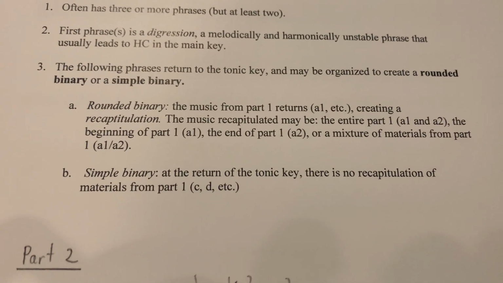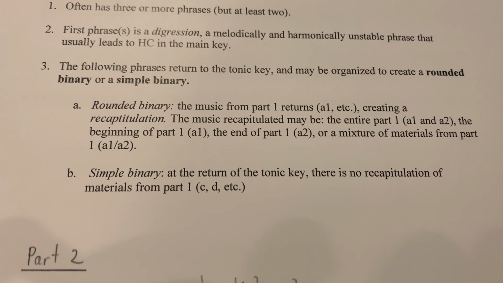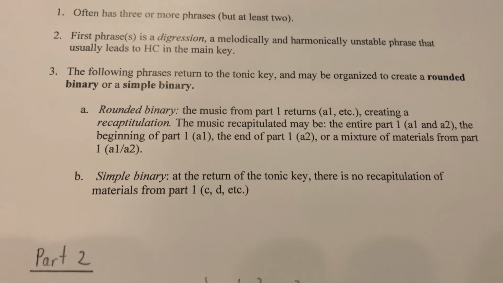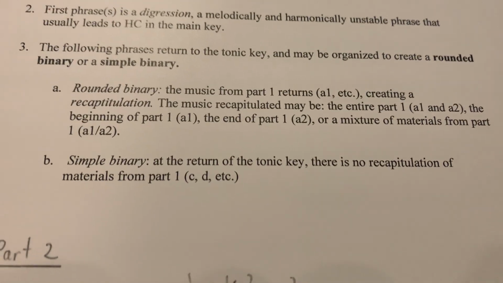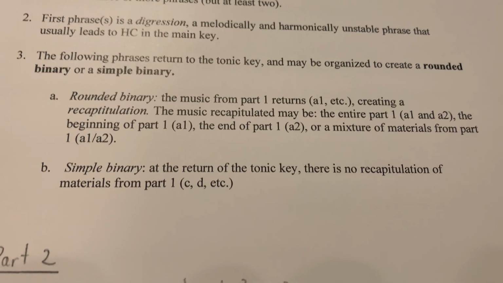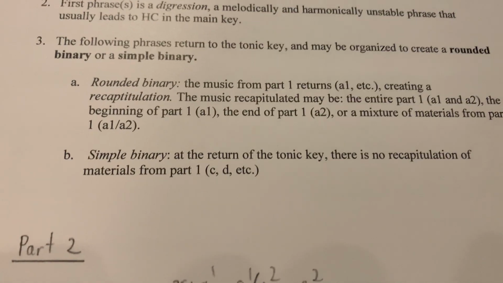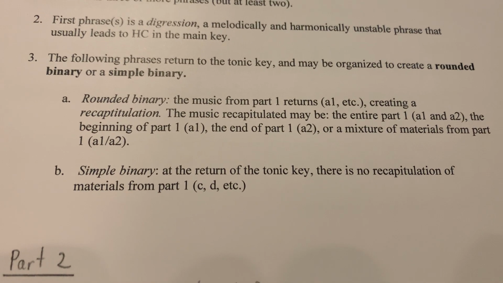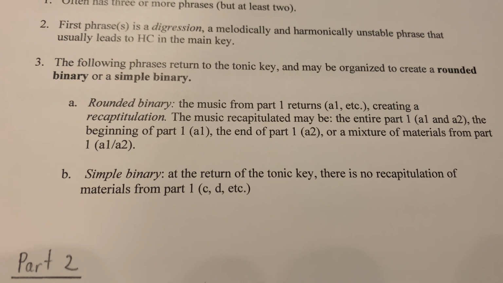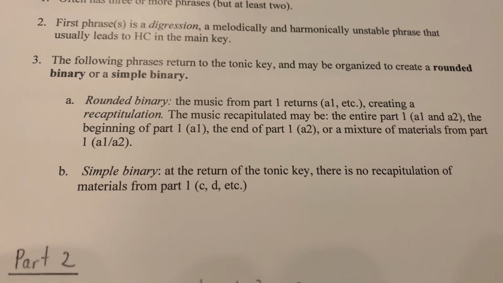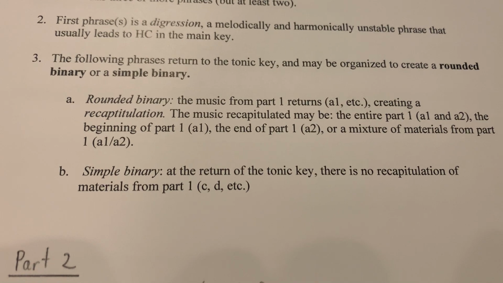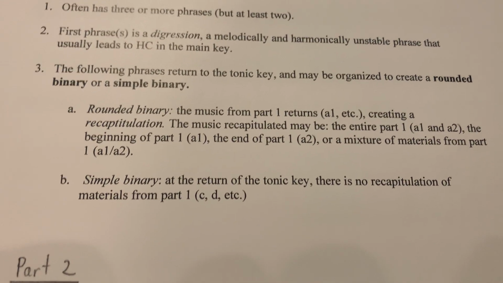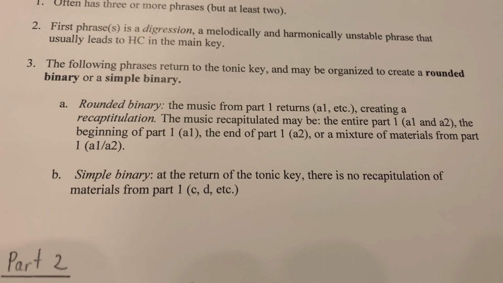But there's something else you need to look at here. Is the binary form rounded or simple? It all depends on what happens at this moment. If it's a rounded binary, which is by far the most common one in the classical era, then the music from part 1 will return. So the A1 will return. It has to be the beginning, by the way. Of course, there can be little variations. And this is what we call a recapitulation. So a rounded binary means a recapitulation. I return to the music from part 1.